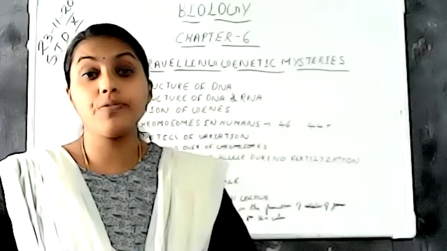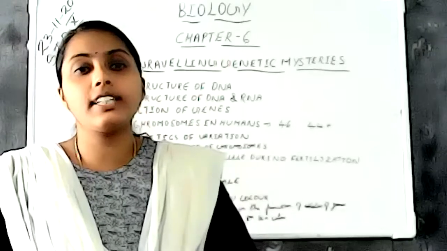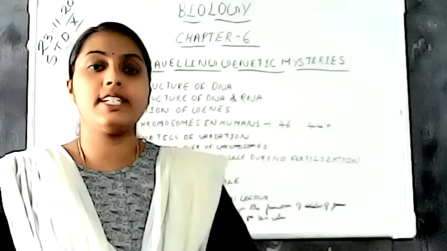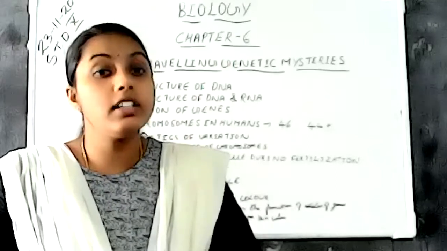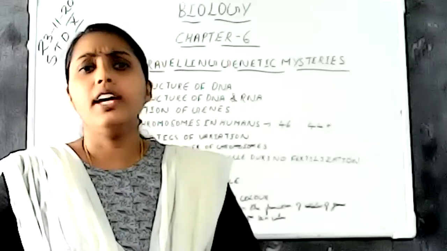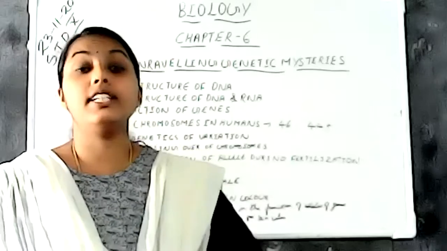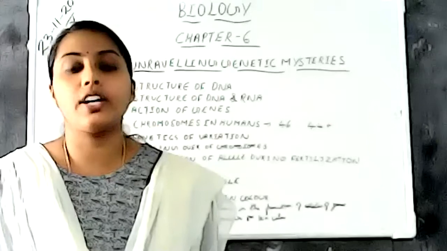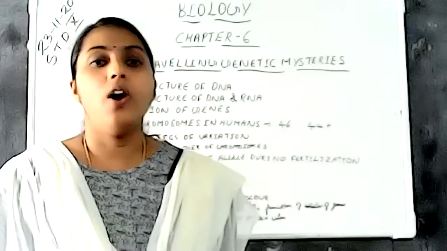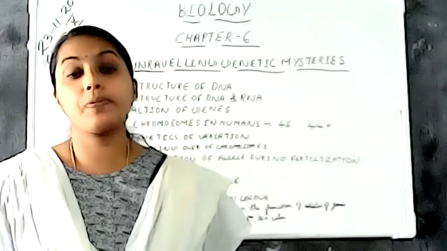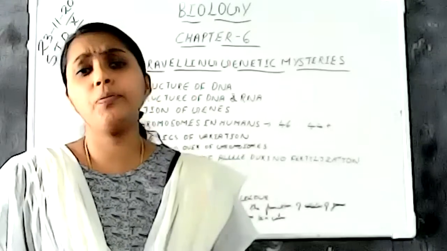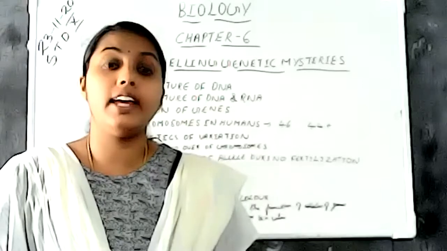Once again, I will repeat it for you. The center of the cell is called the nucleus. Inside the nucleus, what is present? Chromosomes are present. On the chromosomes, DNA is present. On the DNA, genes are present. Is it clear for you? These genes are responsible for the transfer of characters from parents to offspring. Parents to offspring means the next generation.